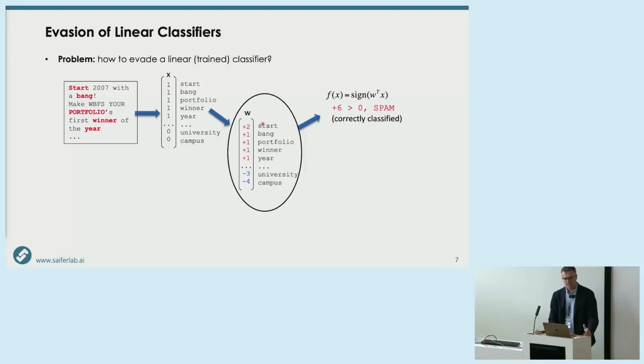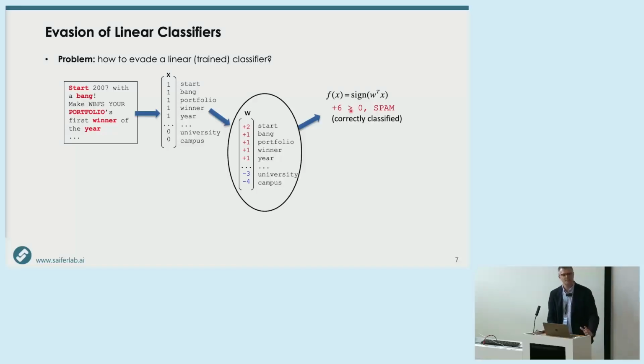And then you sum up. So essentially here it boils down to summing up the weights of the words that are present in the email. So we just sum up these first weights that you see here, and you get 6. It's a positive value, so we say this email is classified as spam.